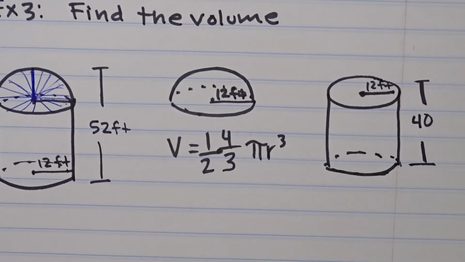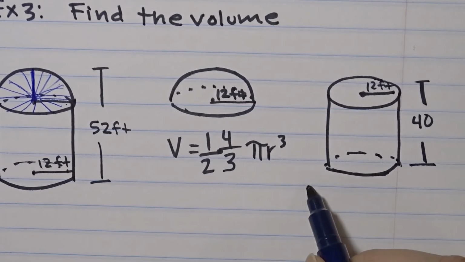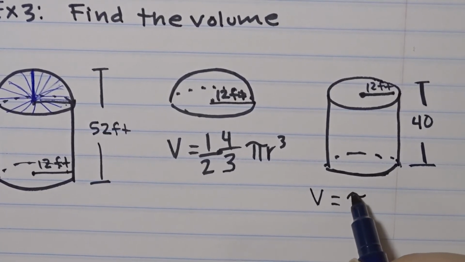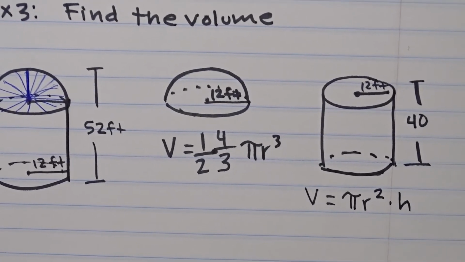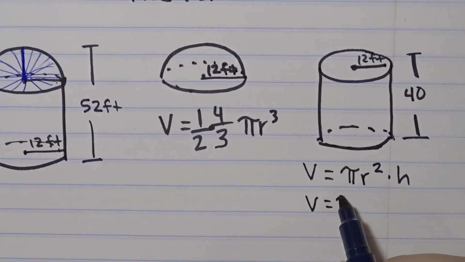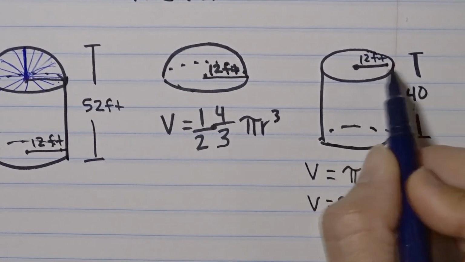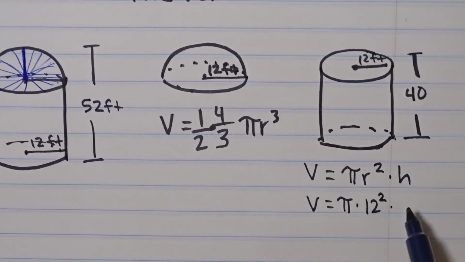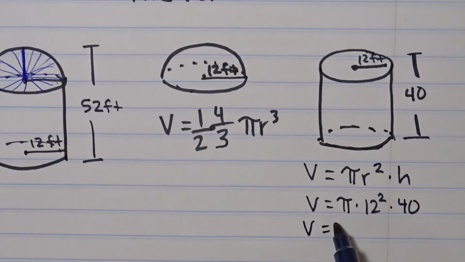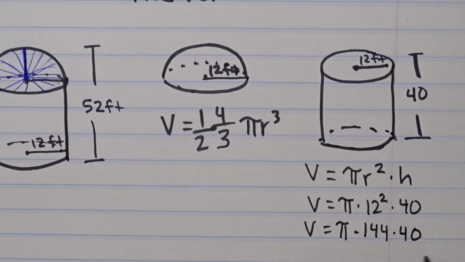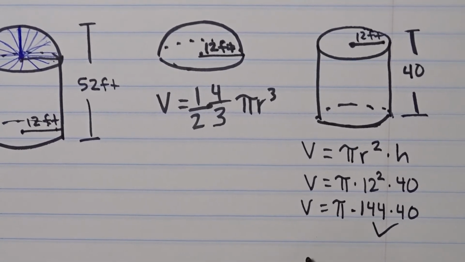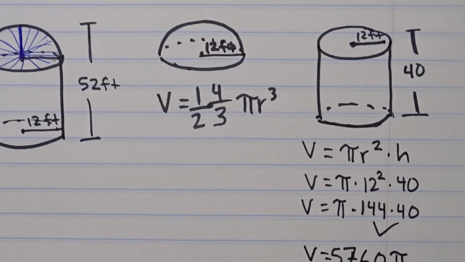Right? And so now, the volume of a cylinder, we know, is base times height. The base is a circle, pi r squared, times the height. So then we know the values are pi times 12 squared, that is the radius, times 40. Volume equals pi times 144 times 40. And I'm going to multiply these together and get 5760 pi.